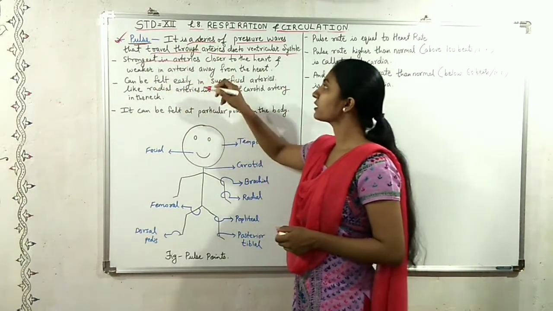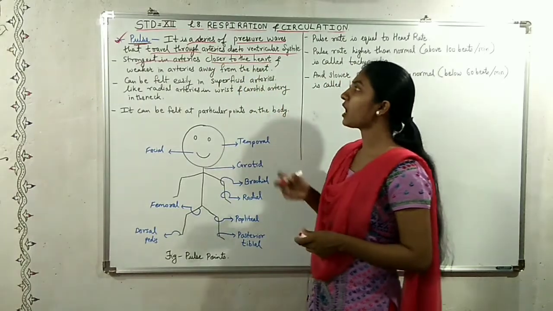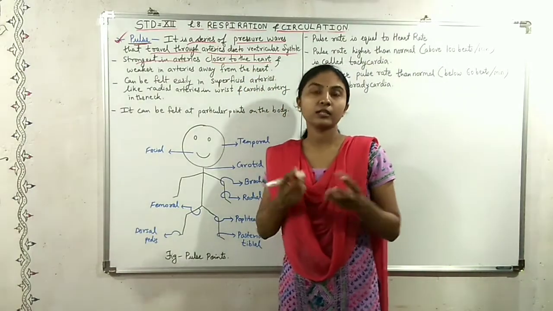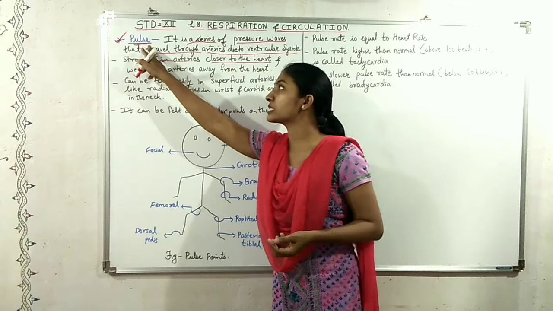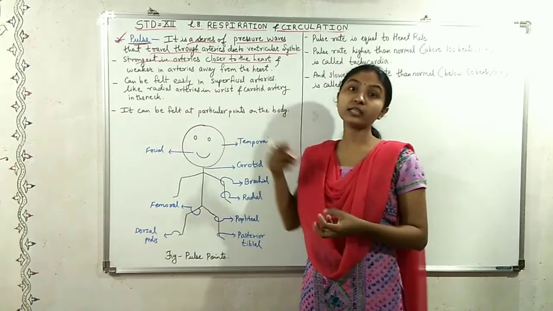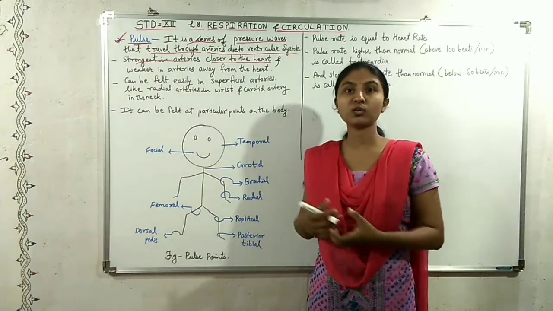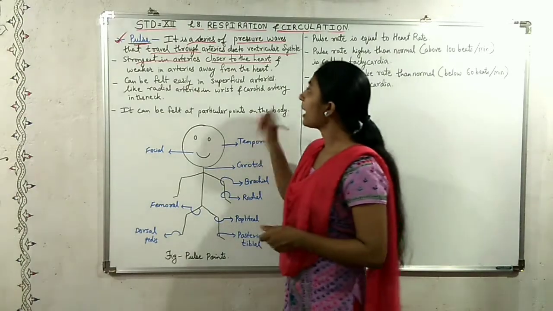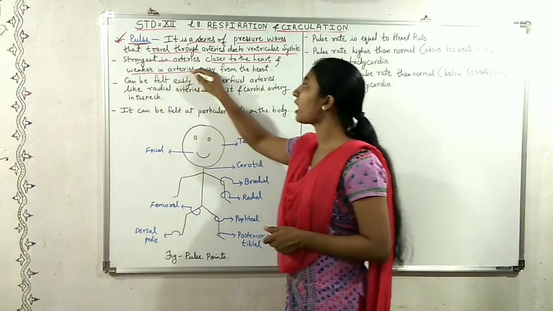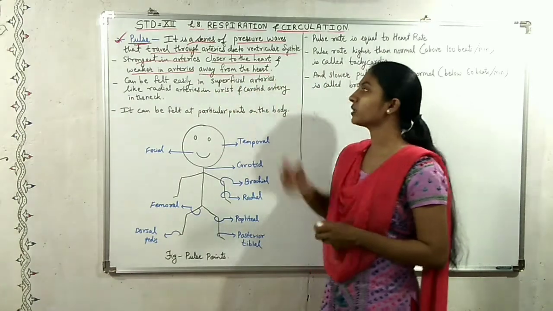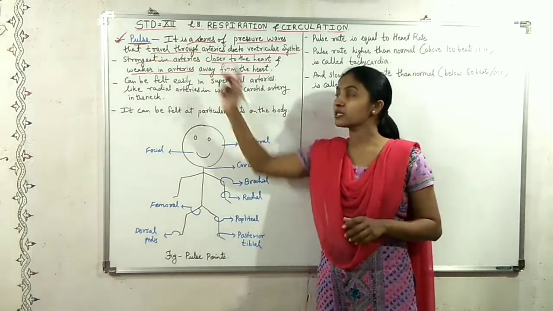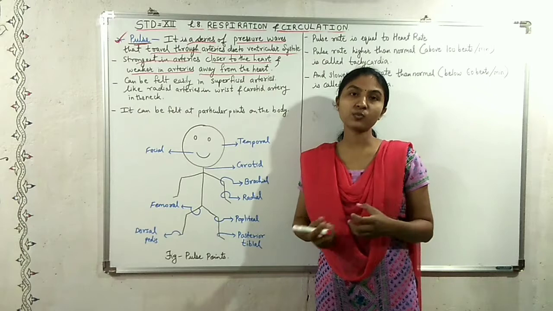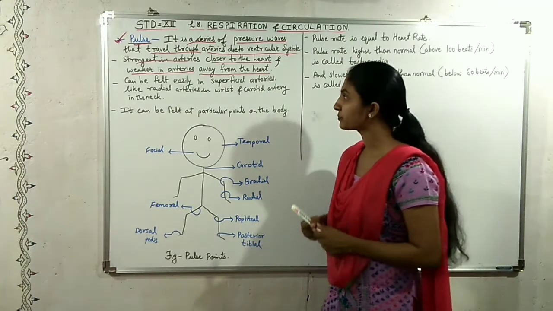Strongest in the arteries closer to the heart. So this pressure wave, or this pulse, is strongest in the arteries which are situated closer to the heart, and it is weaker in the arteries which are away from the heart.